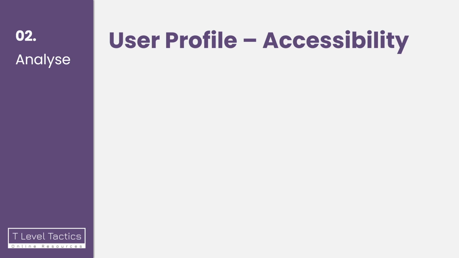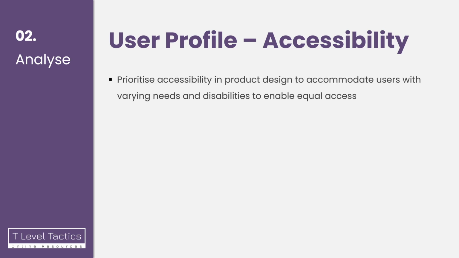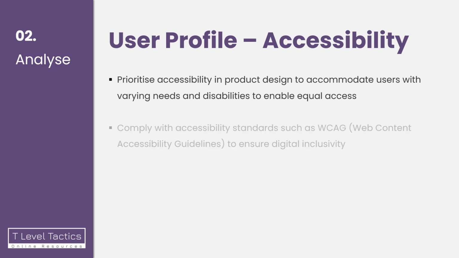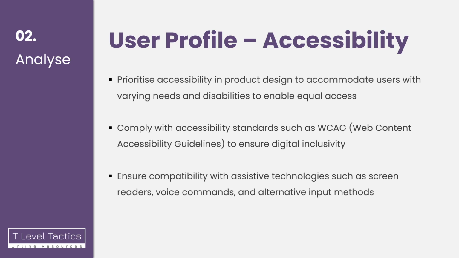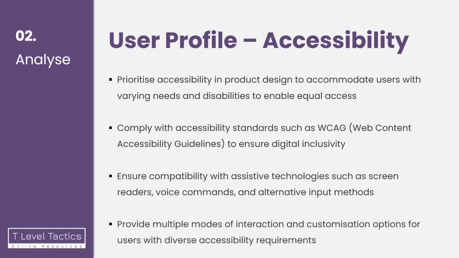In terms of accessibility, this is making sure that everybody can use our product or service to the full. It's about accommodating users with varying needs and disabilities to enable equal access. And there are standards that set out how this can be achieved. So for instance, there are the Web Content Accessibility Guidelines to ensure digital inclusivity on the web. It could also be incorporating compatibility with assistive technologies such as screen readers, voice commands, and alternative input methods. It would be good to provide multiple modes of interaction and customization options for users with diverse accessibility requirements.